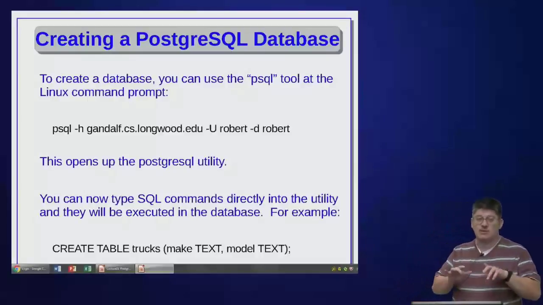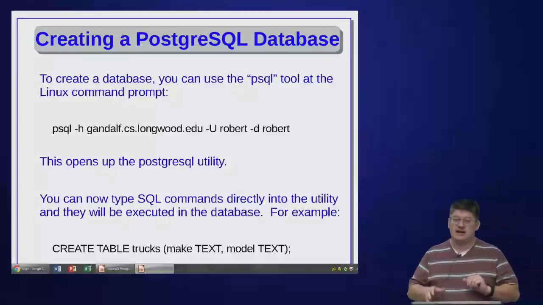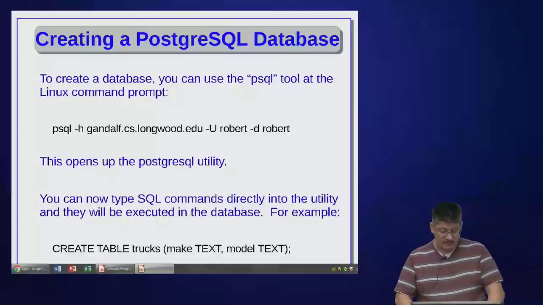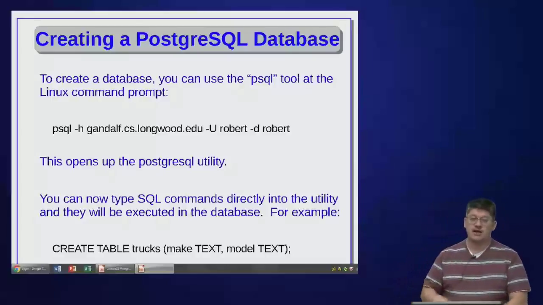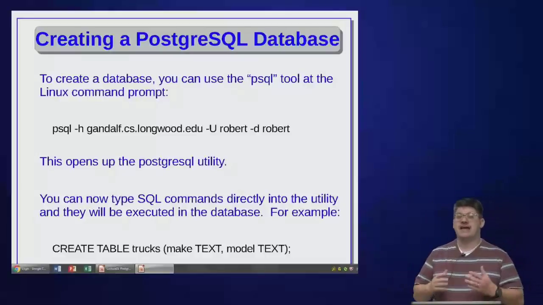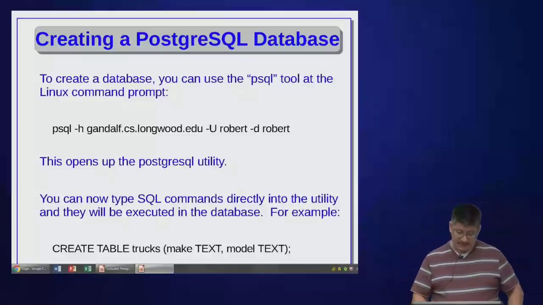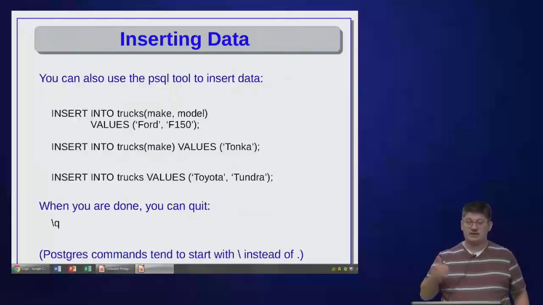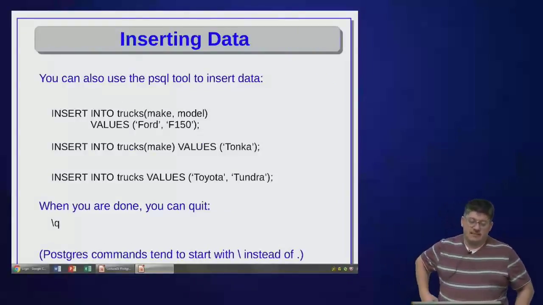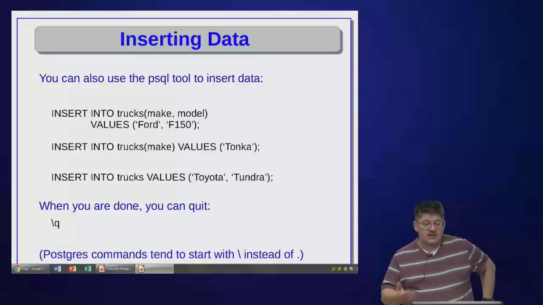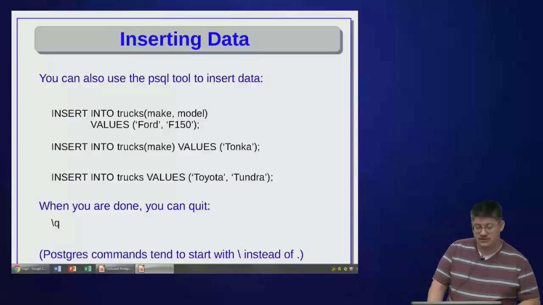And we can type SQL commands into the utility and hit enter, and they'll run directly on the database. So for example, I can create a table named trucks that has two columns, a make and a model, both of which are text columns, text fields. And when I hit enter, Postgres will create that table, and it'll tell me a message that says it succeeded, basically.